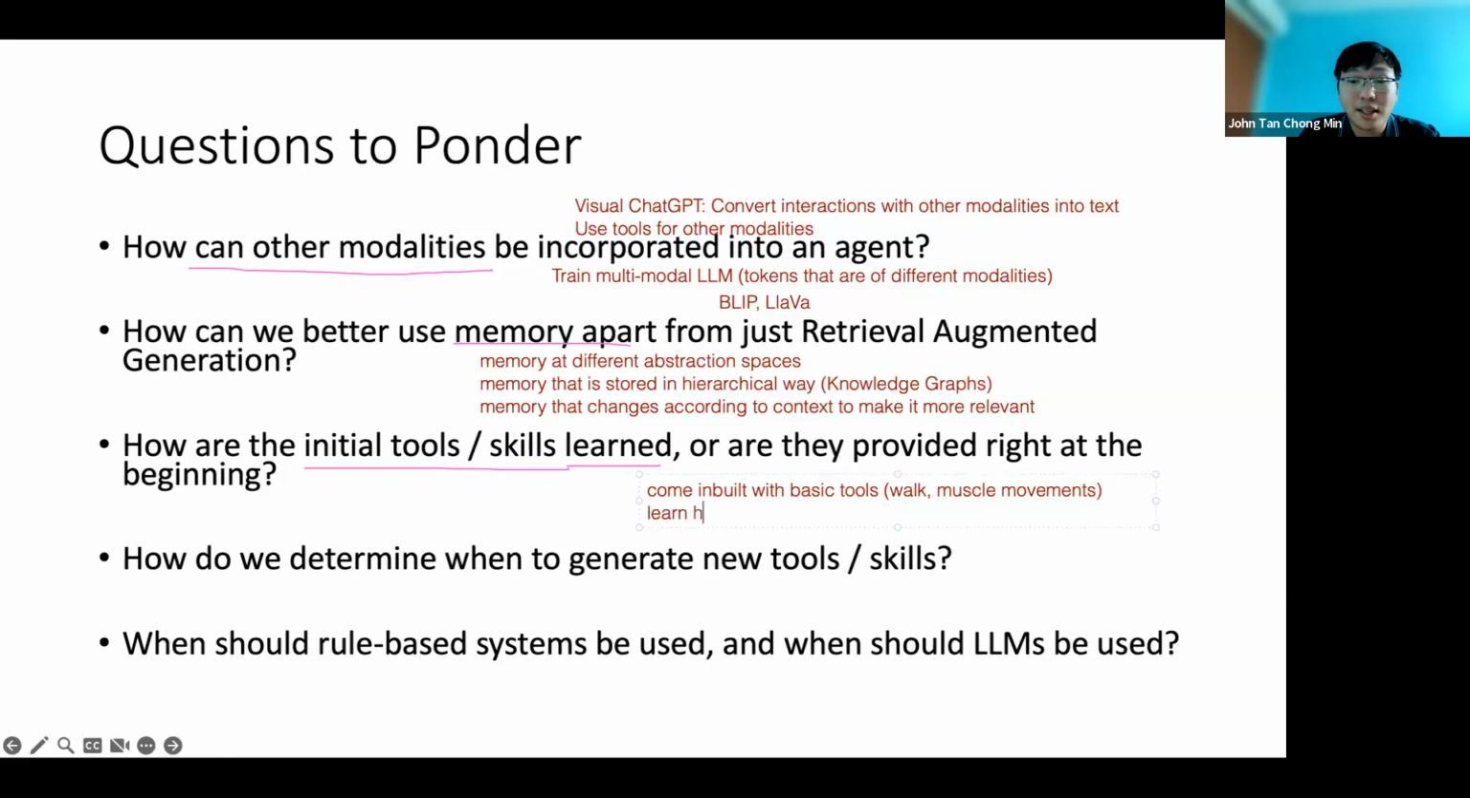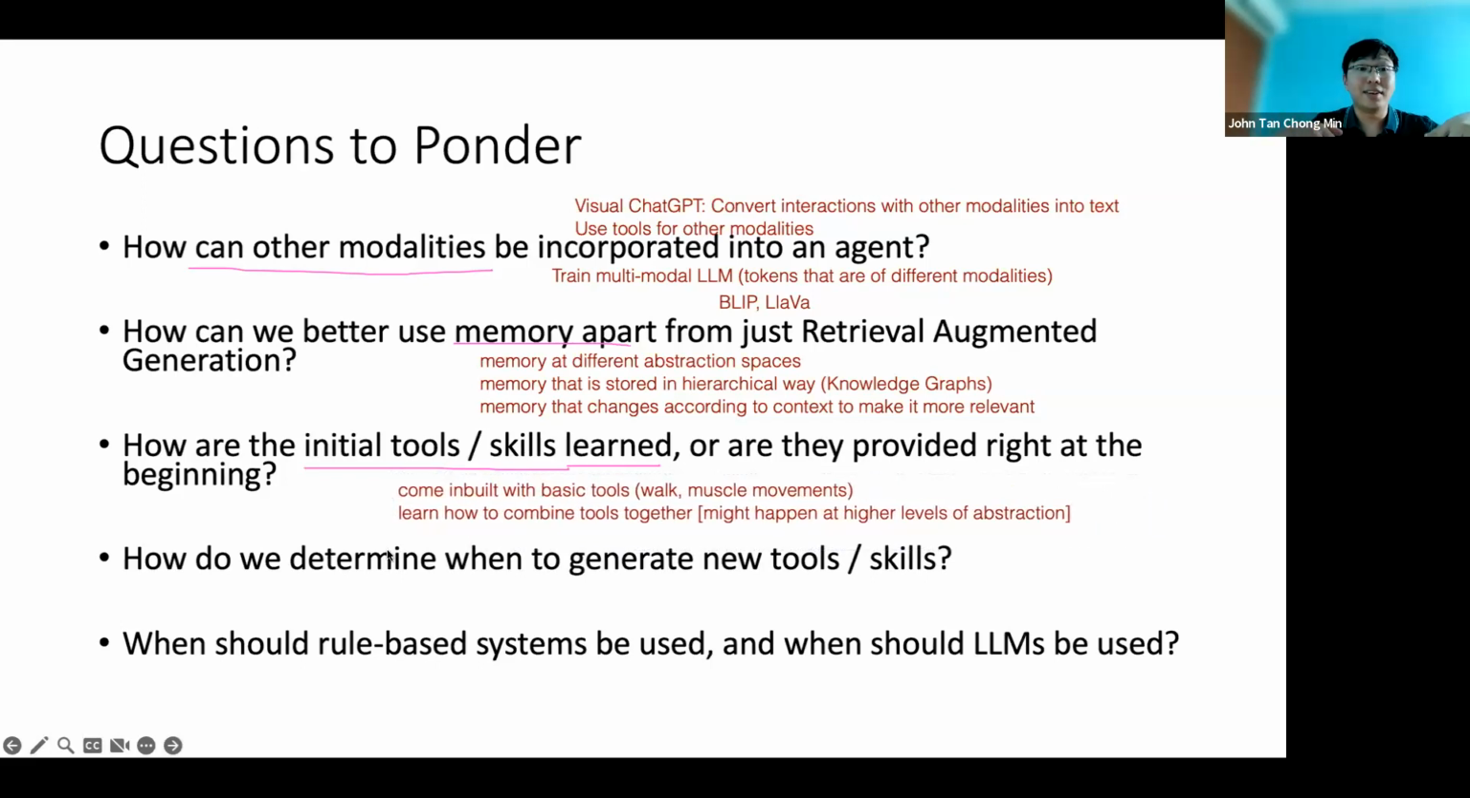Then you learn how to combine tools together. Actually, the combination of tools might happen at higher levels of abstraction. When you combine the tools together, you need not include that tool at the current level of hierarchy. That tool might be a tool for the next level of hierarchy at the top. So I think this is one way of learning tools. I have to think more about this, something that I'm thinking actively right now. I don't have the answer for this. If you have some idea, feel free to chat with me on this because I'm quite interested as to how we can learn these skills.